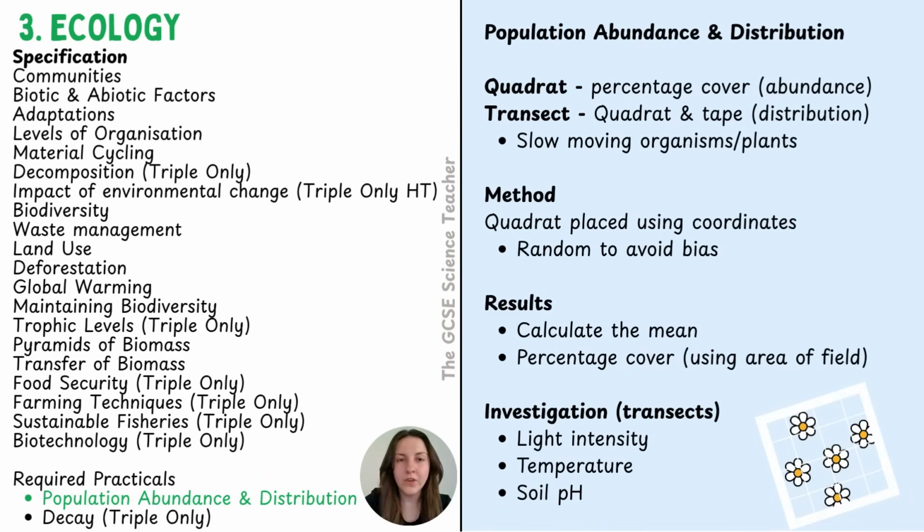For slow-moving organisms and plants, we can calculate the abundance and distribution using either a quadrat or a transect. A quadrat is a square frame that's used to measure percentage cover or abundance, and a transect is a quadrat and a measuring tape. For a quadrat you want to make sure it is placed at random coordinates that avoid bias, whereas for a transect you want to place the quadrat at regular set intervals. In both cases, you want to calculate the mean average. Remember, with a transect, you're looking at the effects of abiotic factors like light intensity, temperature, and soil pH.